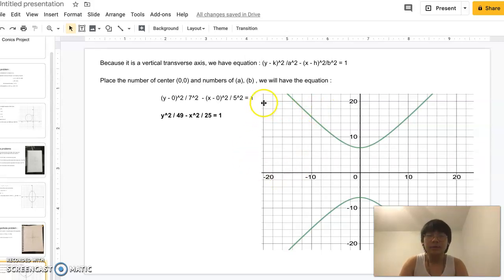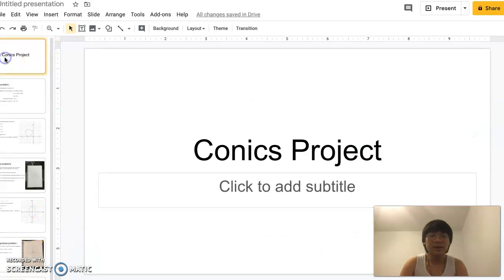And I have the graph here based on the Desmos graphing calculator. We have a vertical transverse axis, and that is my conics project.